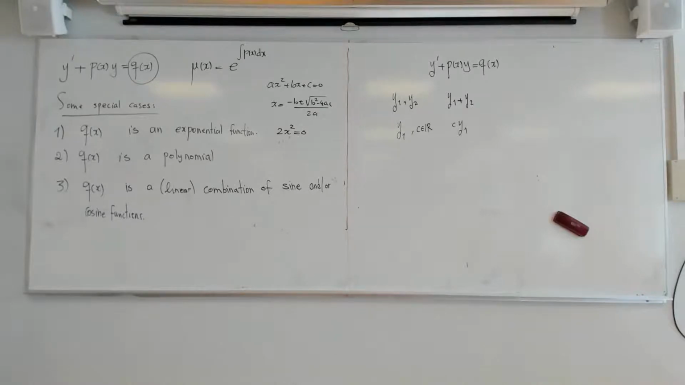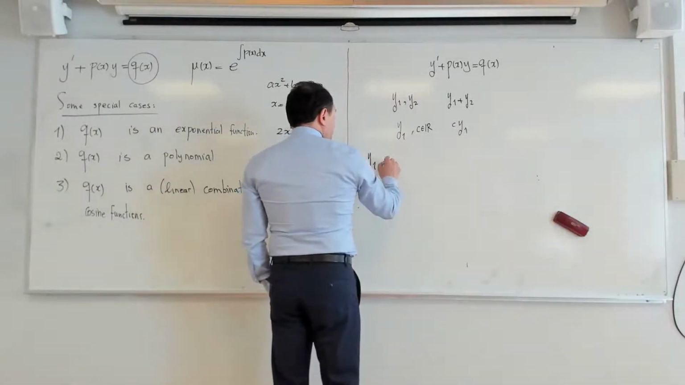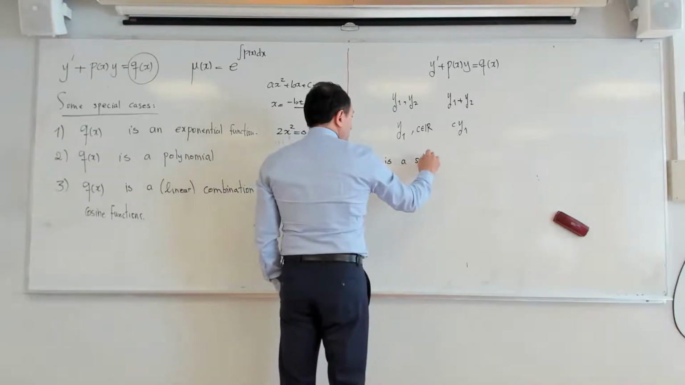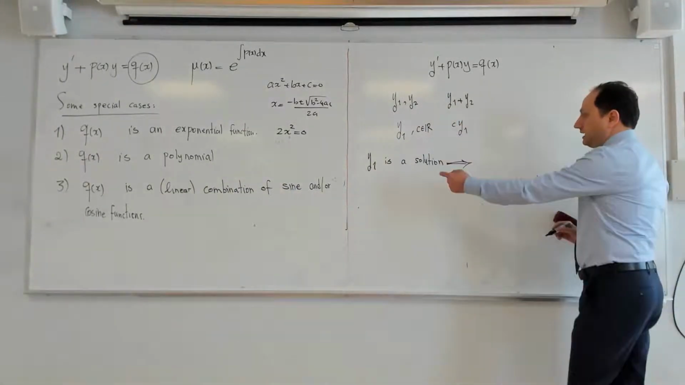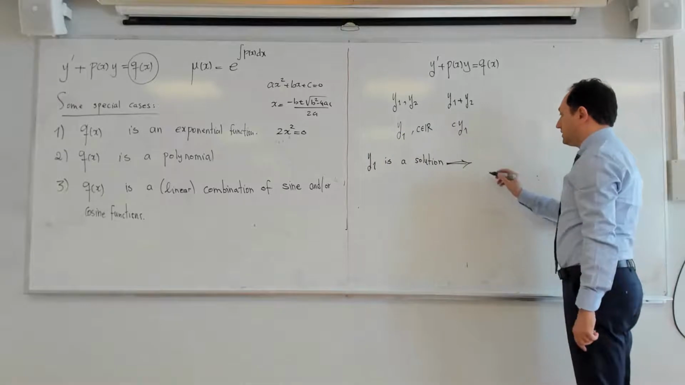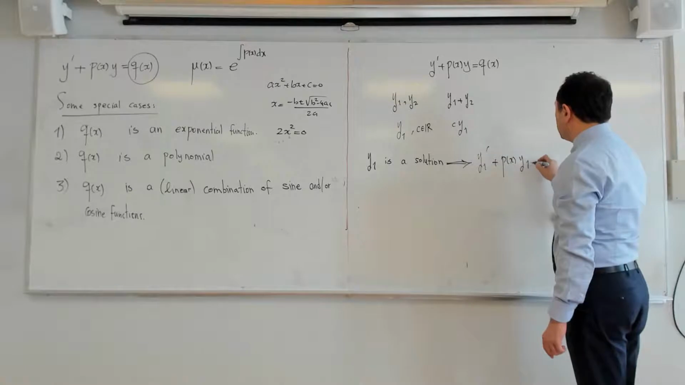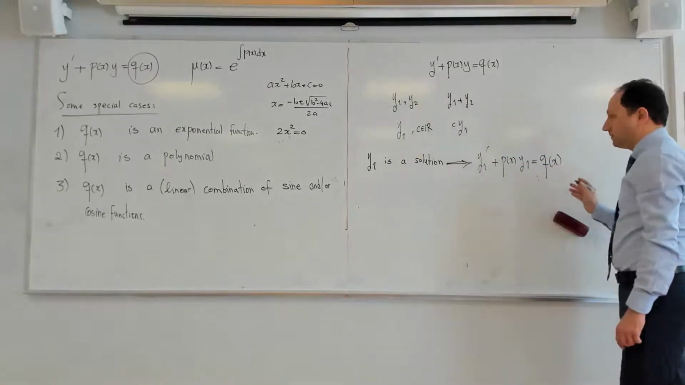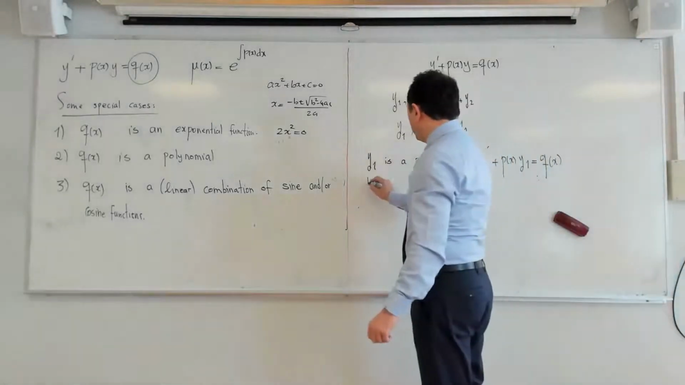But this is easy to prove. Let us prove the first one. You can do the other one yourself. So what I'm saying is that y1 is a solution. What is the meaning of this? From this sentence, I can conclude that it satisfies my equation. So this means that y1 prime plus p of x, y1 is equal to q of x. Do you agree with that? That is the meaning of being a solution. Okay, so y2 is a solution.